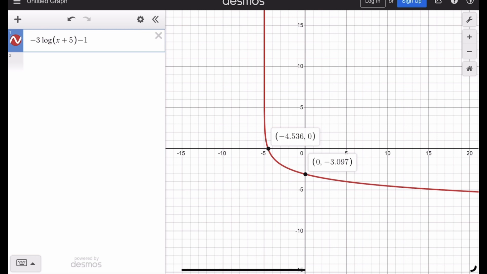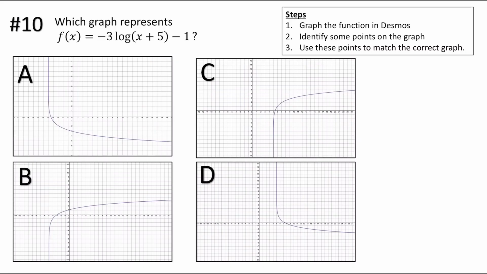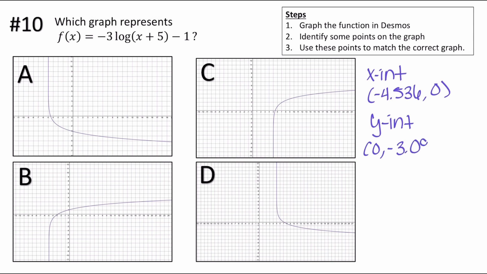Okay, so now let's go back to our problem and see which multiple choice answer matches. Okay, so we're looking for a graph that has an x-intercept at -4.536, 0, and it has a y-intercept at 0, -3.097. Okay, so let's look at these graphs.